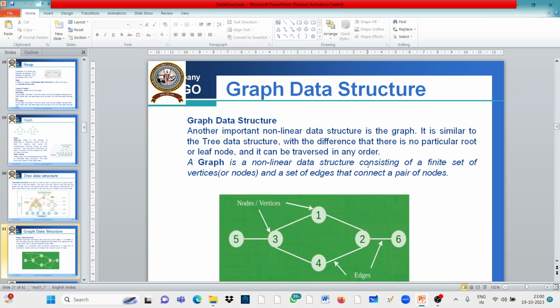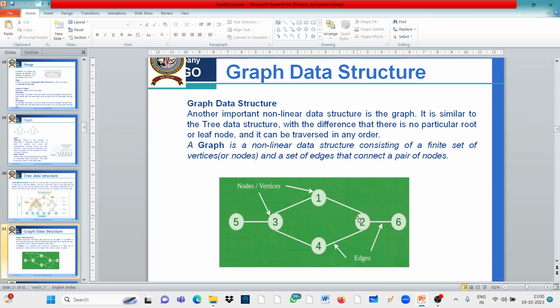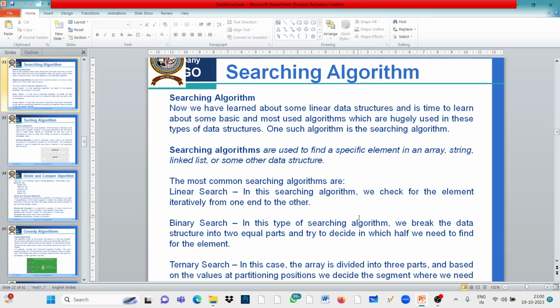The difference from the tree data structure is that there is no particular root or leaf nodes, and it can be traversed in any order. Previously you had to start from the root and go to the different nodes. It is not like that here. In any order you can go. A graph is a nonlinear data structure consisting of a finite set of vertices or nodes, whatever you say, and a set of edges. Each edge connects a pair of nodes. So nodes 1 and 2 are connected by this edge, right? This is the concept of a graph.